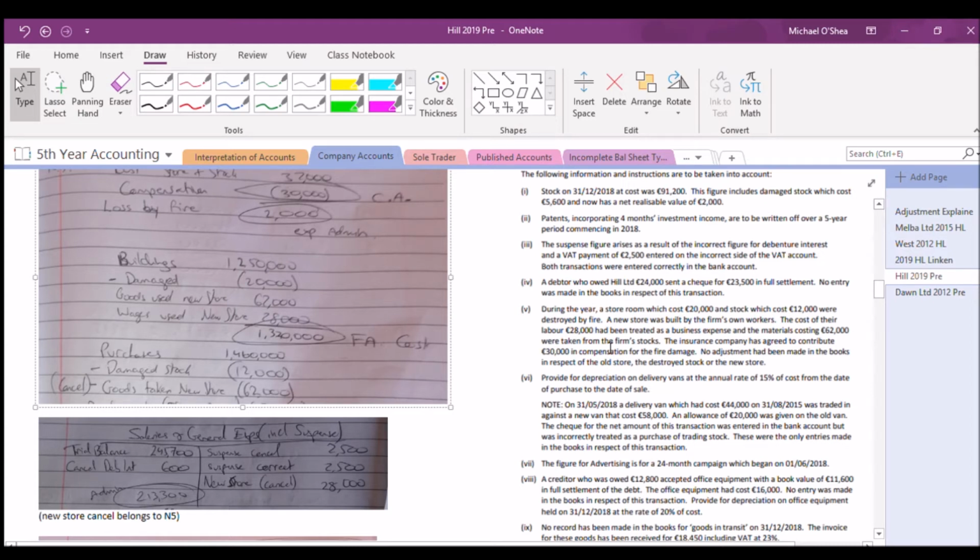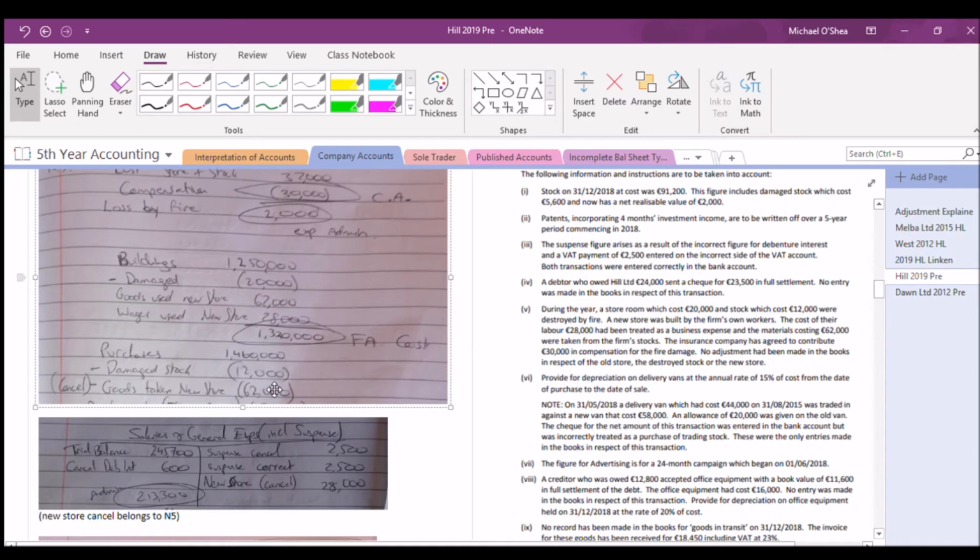Now that looks confusing, the fact that they say taken from the firm stocks, but basically what it means is that they used it in their calculations for purchases. Because obviously when you purchase something, you intend on using it as a form of maybe turning it into a finished stock, or you're going to sell it on straight away. But we're not selling this stock on. This stock of materials was actually used in-house for building our new storeroom. So this shouldn't have anything to do with purchases. It's a completely separate stock.